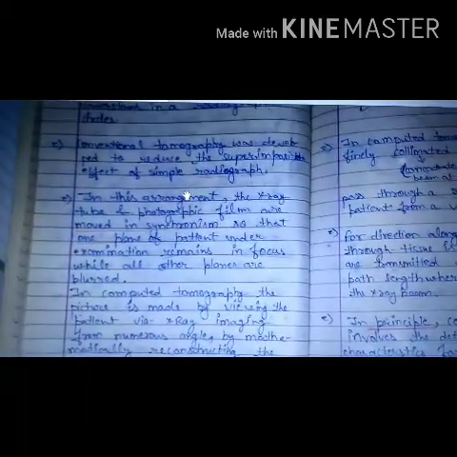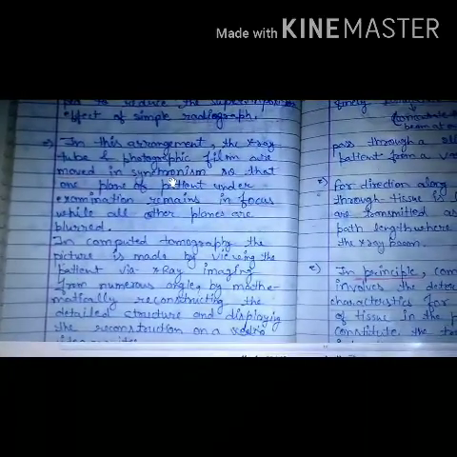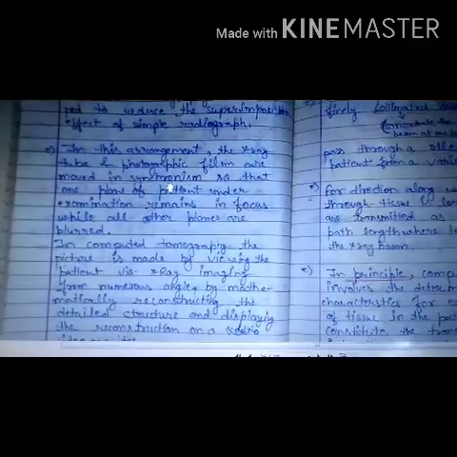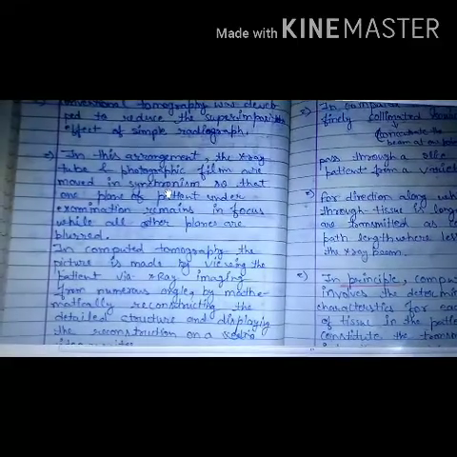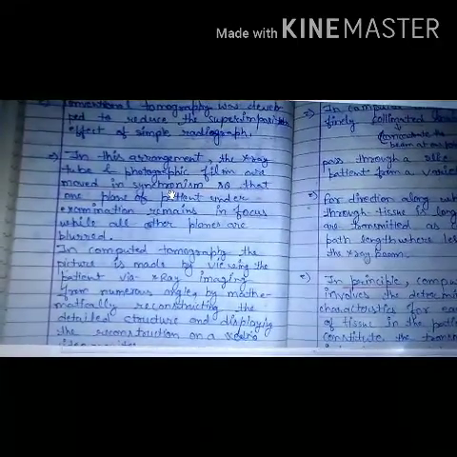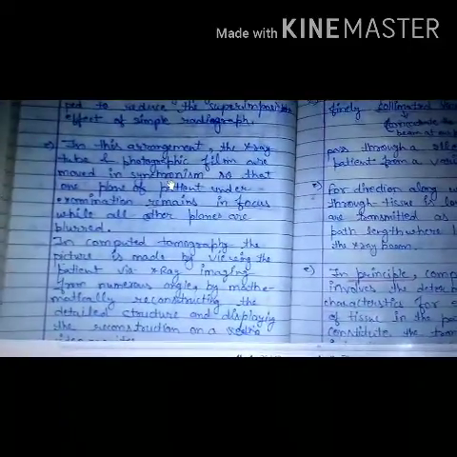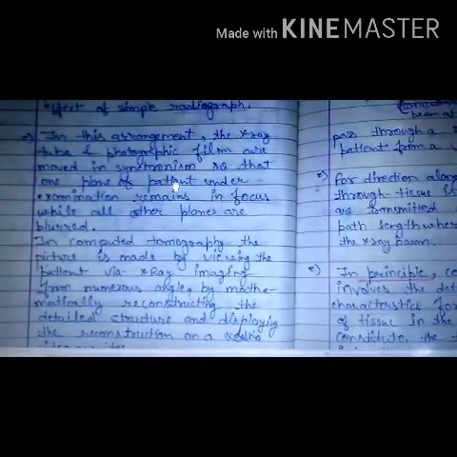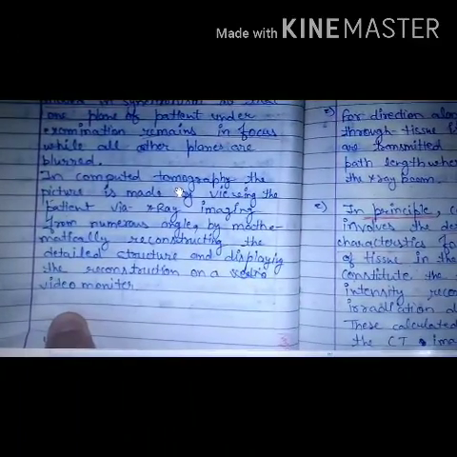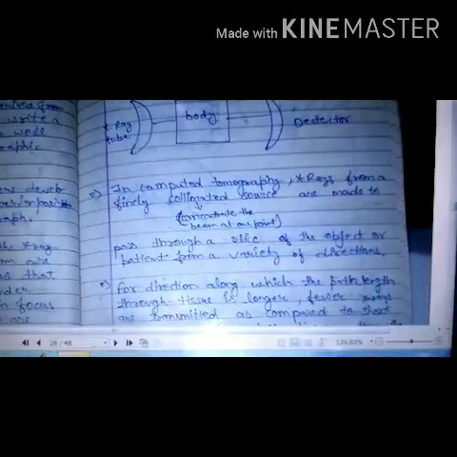Now in computer tomography, the picture is made to view the patient's X-ray imaging from numerous angles. So as the X-ray is rotated, we get an image from different angles. We can view the image of the same organ from different angles, and by mathematical algorithms and programming, the image is reconstructed, and we get a detailed structure displaying the reconstruction on the video monitor. So we can get a detailed image of a particular organ on which the X-rays are focused.